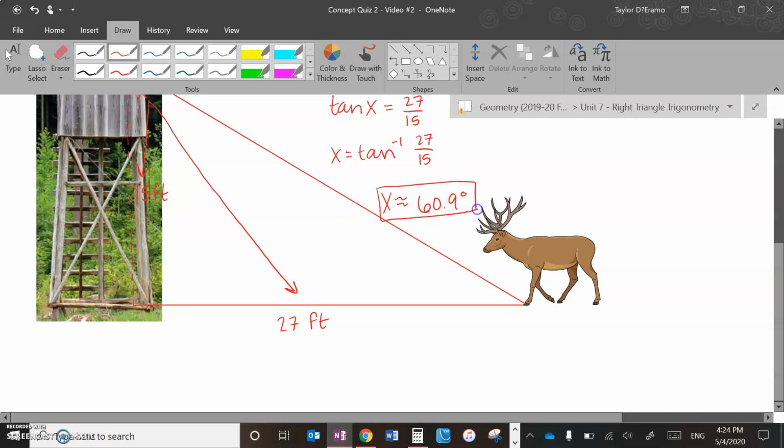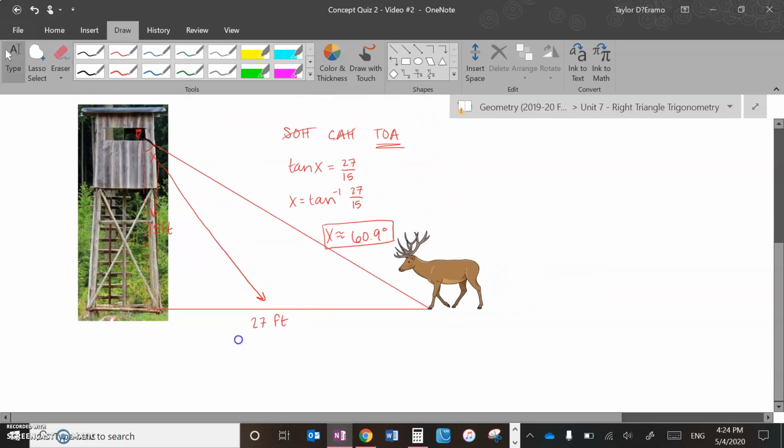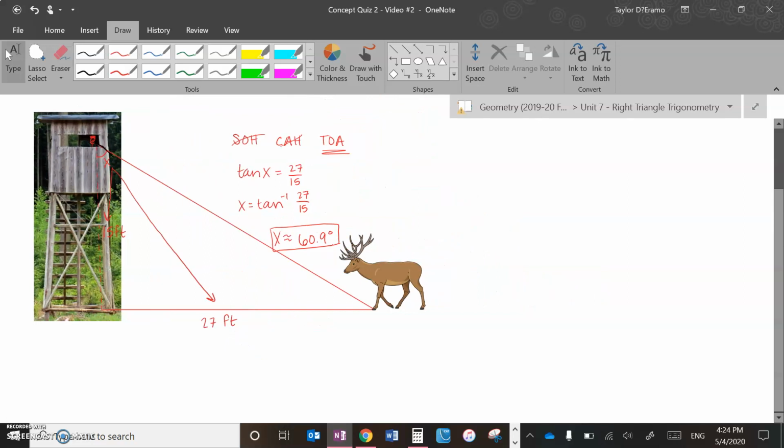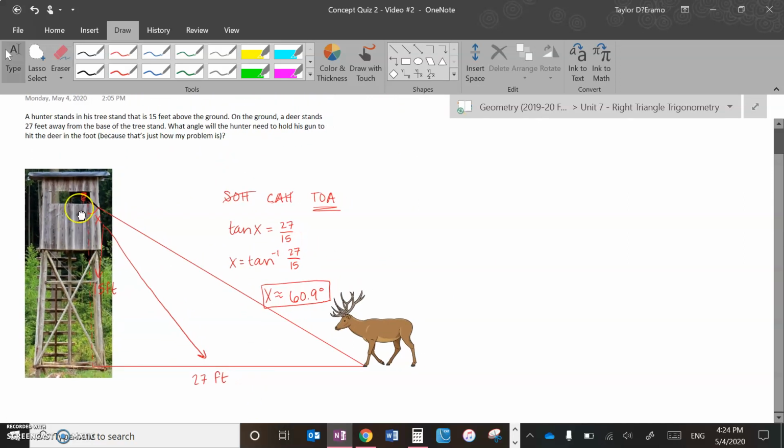Okay, so I have just figured out that the hunter must hold his gun at approximately a 60.9 degree angle in order to hit this deer right in the foot. Okay, thank you.